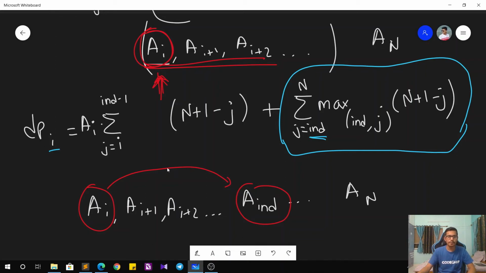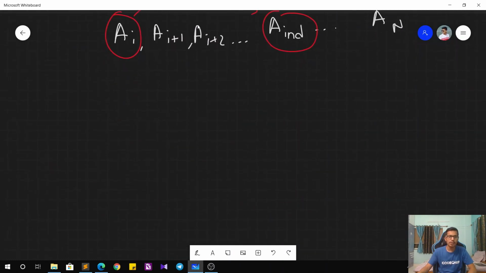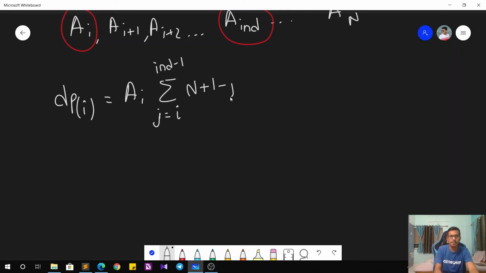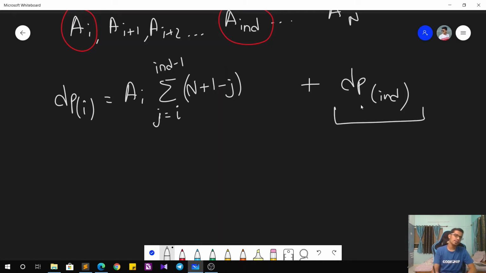So how can we restate our mathematical expression? Finally, our mathematical expression is going to look like this. dp of i is equal to a of i into the summation for j equals i to ind minus 1 of n plus 1 minus j, plus dp of ind. So our whole problem has now come down to this expression. Now how to calculate this? This part will be pre-calculated, so we'll just take it from our dp array. The question lies in how to calculate this part.